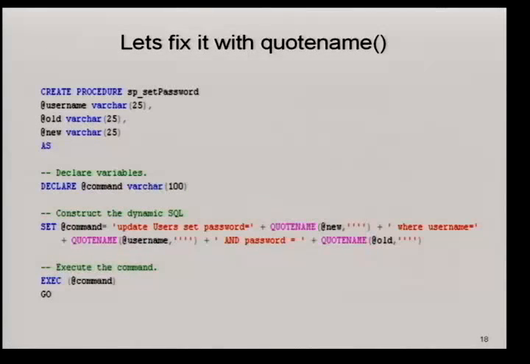Let's fix it using the QUOTENAME function. Update users set password equals to QUOTENAME, because QUOTENAME is going to add the beginning and ending delimiters, and it's going to replace all the occurrences of single quotes with 2 single quotes, where username equals to QUOTENAME, again username, and password equals to QUOTENAME. So now we mitigated first order SQL injection issues in this code.